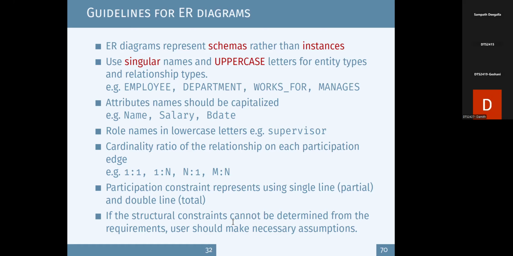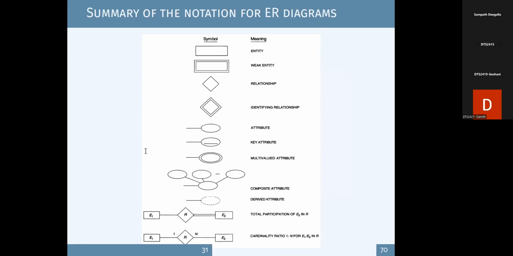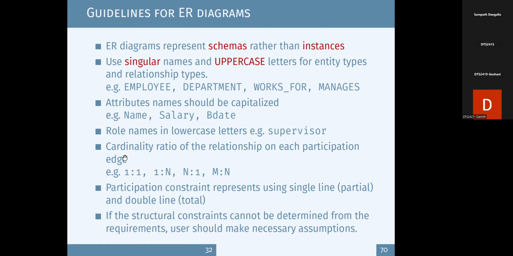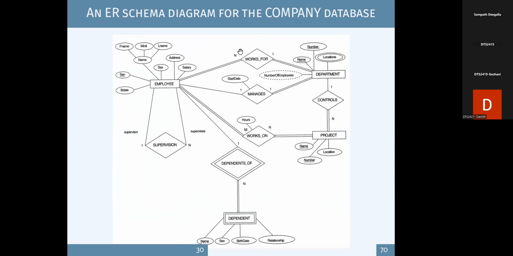If you have a recursive relationship, you have to use role names and use lowercase letters. Recursive means the relationship is with the same entity, but then you have to define the two sides and then use simple names. Then the cardinality ratio, that is what we call the maximum participation, we have to represent. So 1 to 1, 1 to many, many to many, and so on.